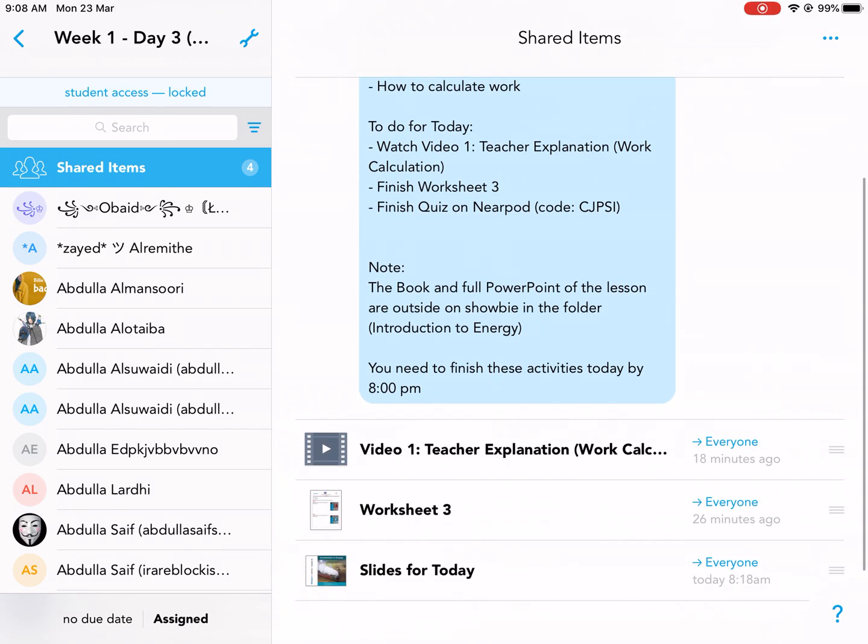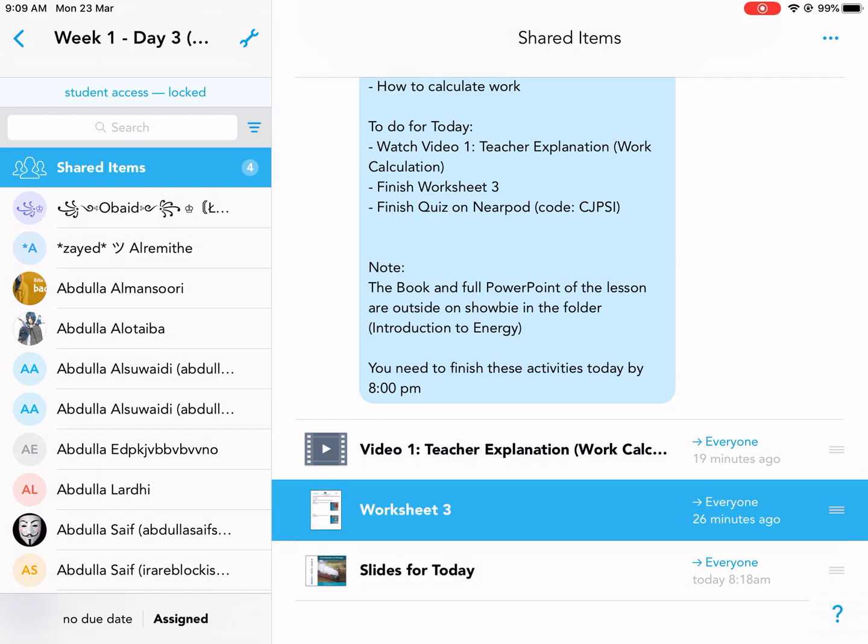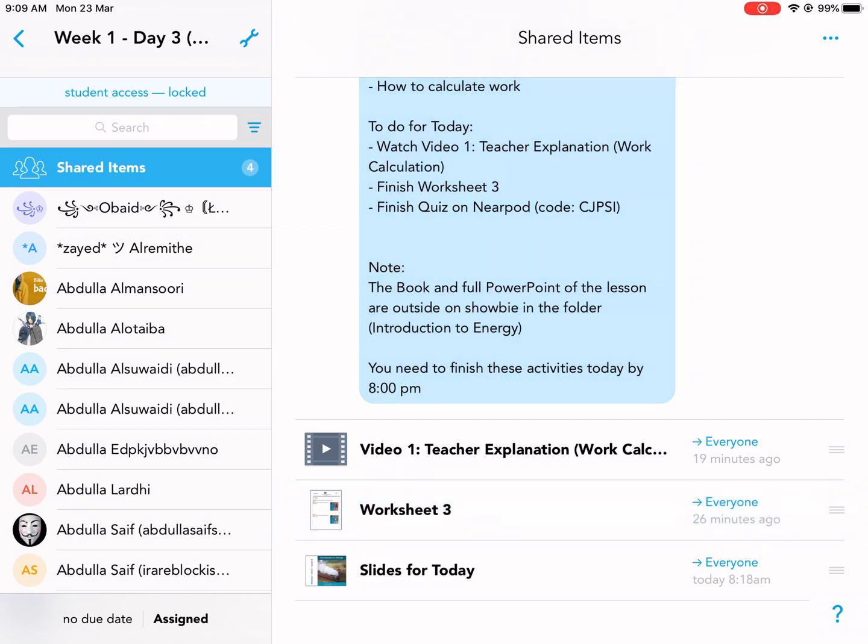So first, you're going to watch the video. This is what you're doing right now. You're watching the video, which is a teacher explanation of how to calculate work. Then you have to finish worksheet 3. It's right over here. I'm pressing on it. And then you have to do the Nearpod quiz. This is the Nearpod code.